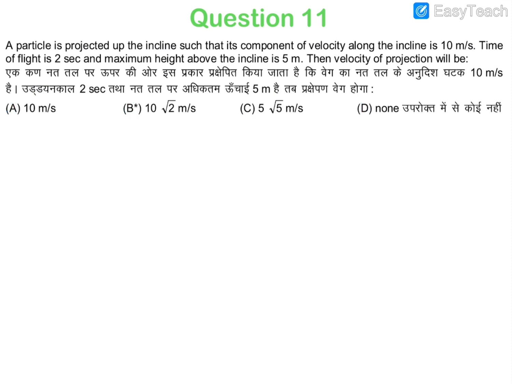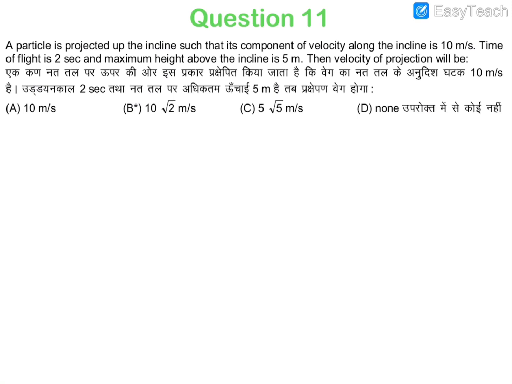In this question, you can see that there is a particle which is projected up the inclined plane such that its component of velocity along the incline is 10 and time of flight is 2 seconds. So what is the maximum height above the inclined plane?